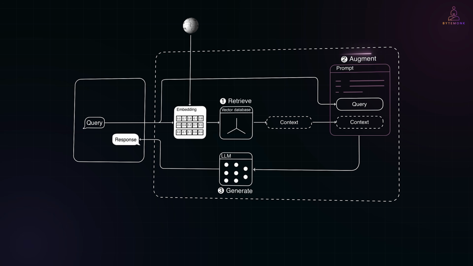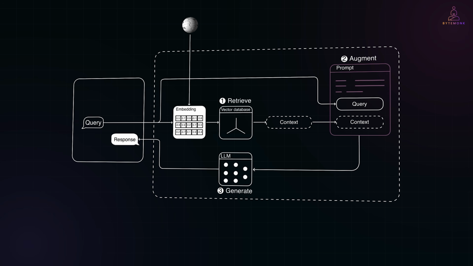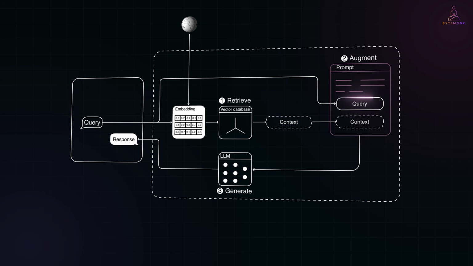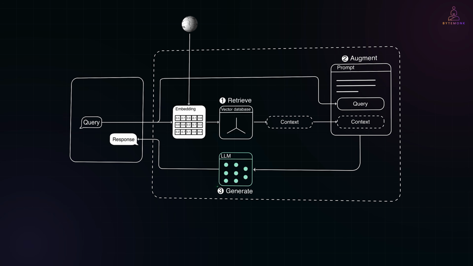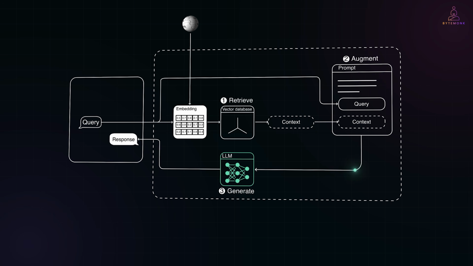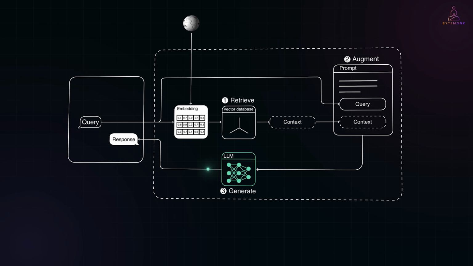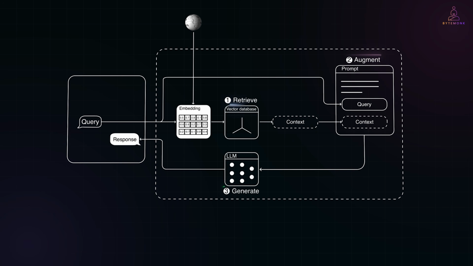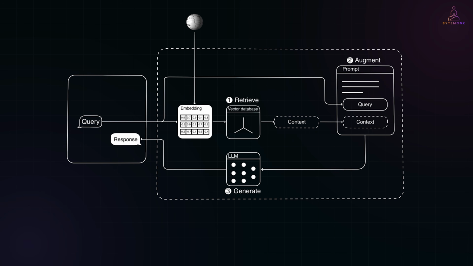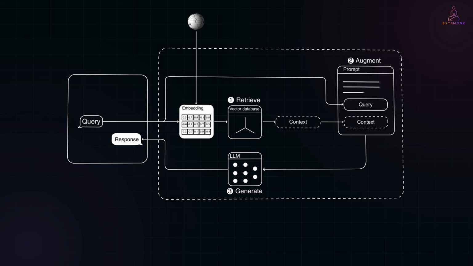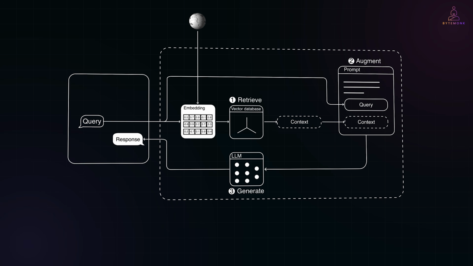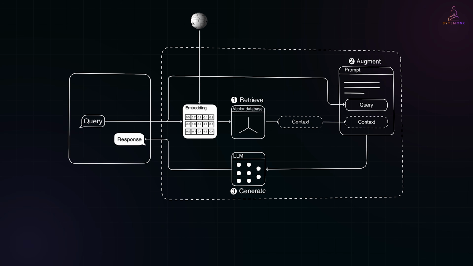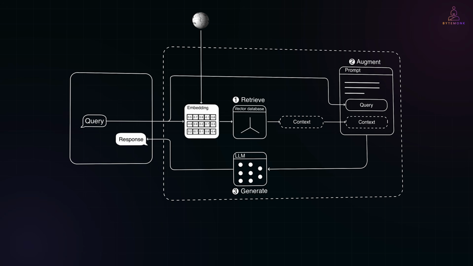In step 2, augment. You take that context and combine it with the original query into a prompt. Finally, in step 3, generate. You pass that prompt to the LLM and it generates a response based on the context you gave. Retrieve, augment, generate. Now, I made a detailed video on RAG basics last year. I'll link it in the description if you want to go deeper on fundamentals. But for now, let's see where this simple flow breaks down.